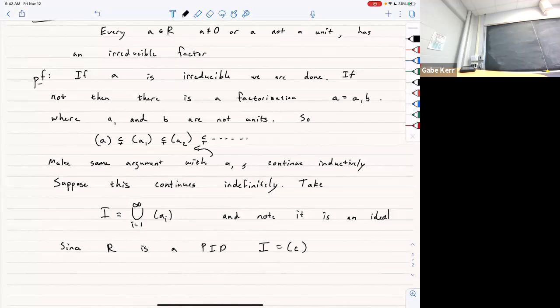So what? Is C irreducible? Well, I don't know. Maybe it is reducible, maybe there's an argument there, but that's not what I'm looking for.